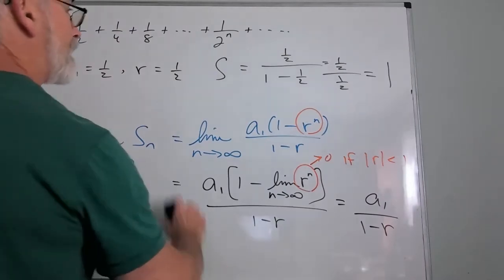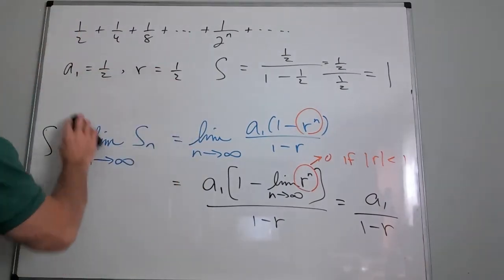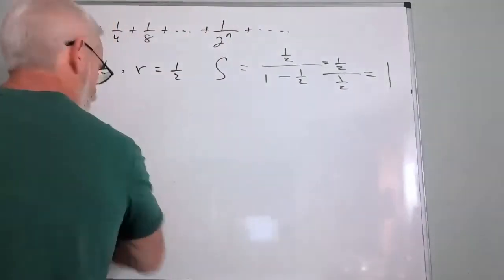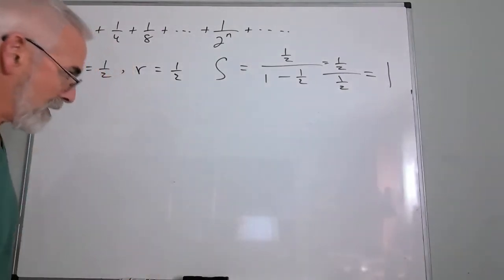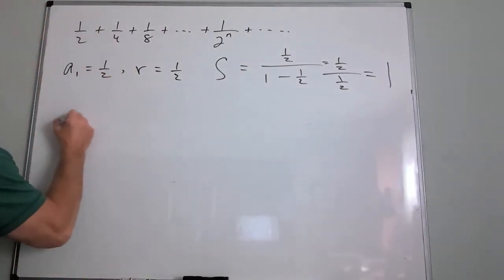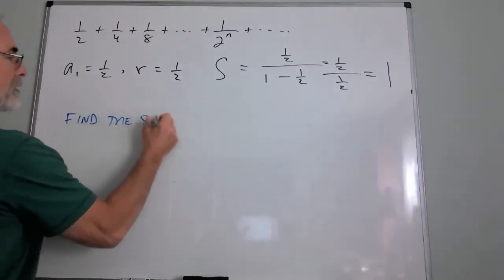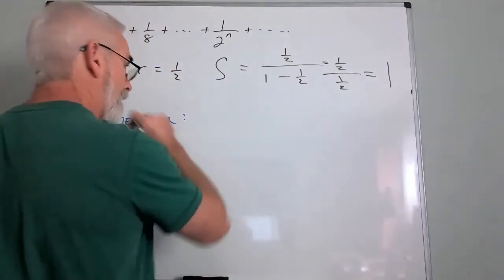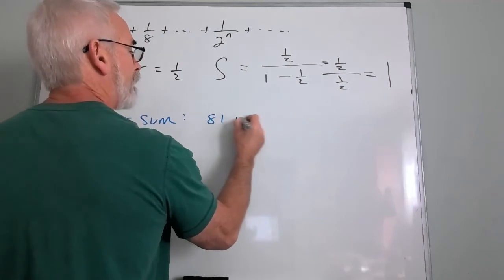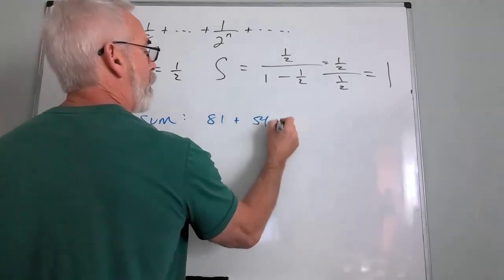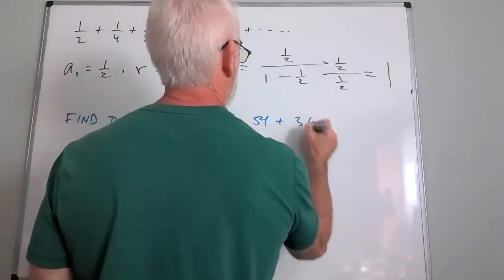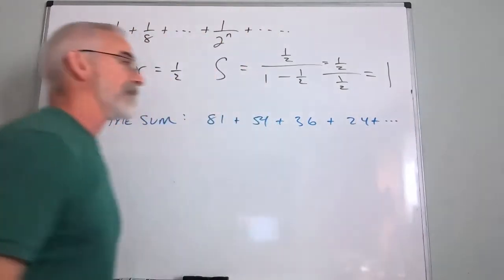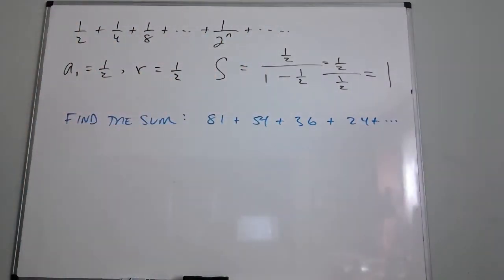So I can always do this. All I have to do is recognize what the a and r are. Now, there's a couple of really nice features of this. Let me change the way I ask the question. Let's find the sum. How about 81 plus 54 plus 36 plus 24 plus, and this is going to go forever and ever and ever. And I want to find this sum.